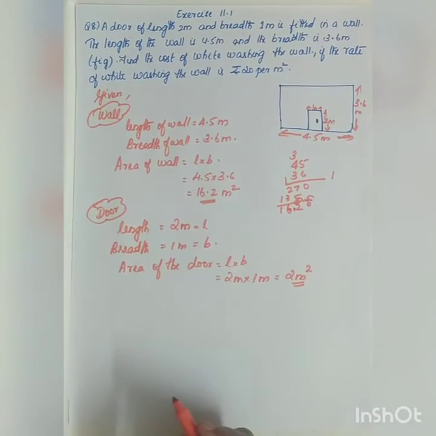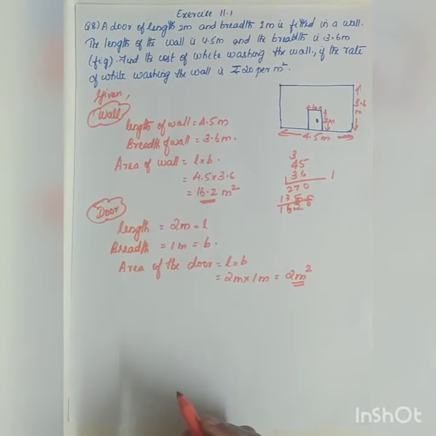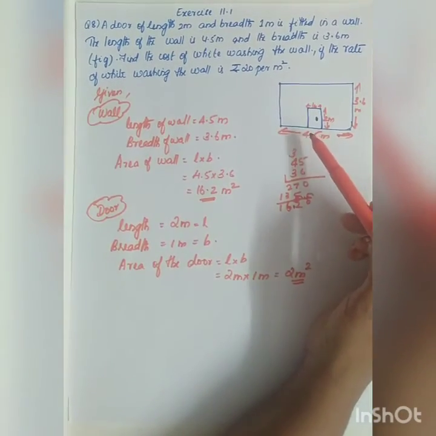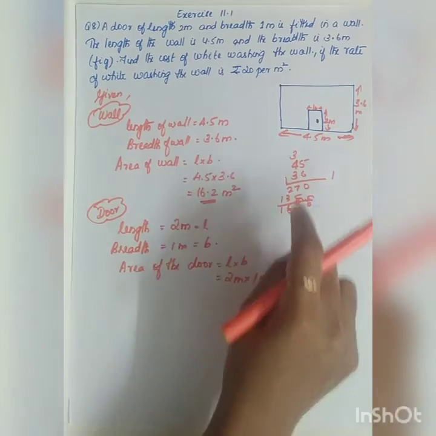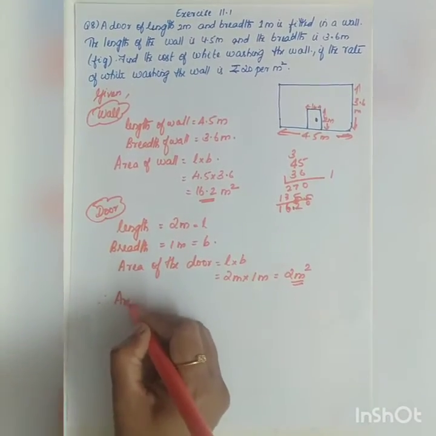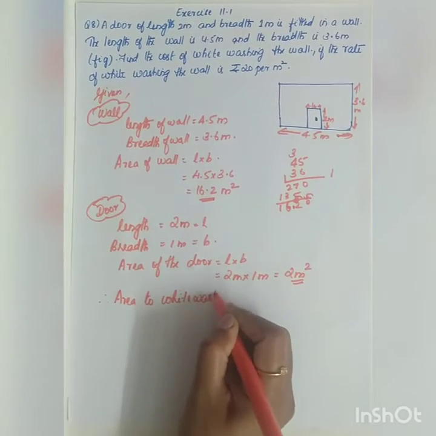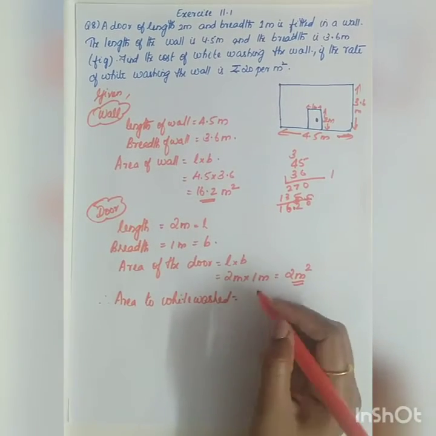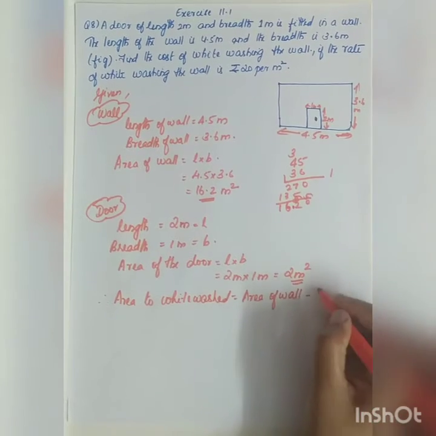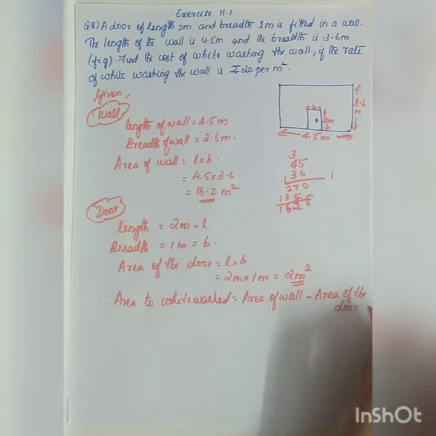Now, I have got the area of the wall and the area of the door. So, what is the question? Cost of whitewashing the wall. So when you whitewash the wall, you have to exclude the door, right? So the area of the wall minus the area of the door will give you the area to be whitewashed. Therefore, area to be whitewashed is equal to area of the wall minus area of the door, because we are not going to whitewash the door.